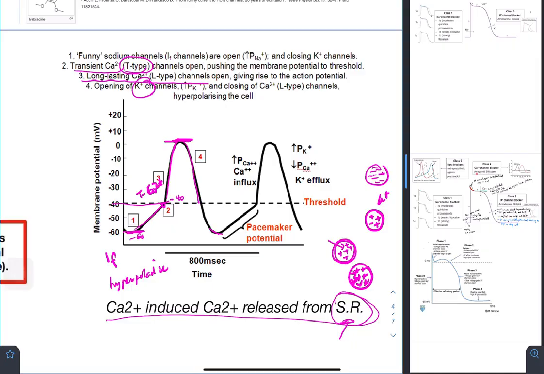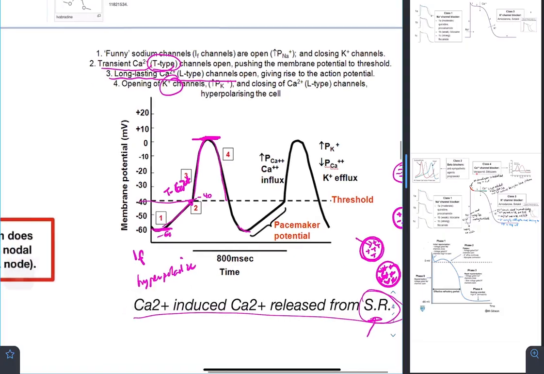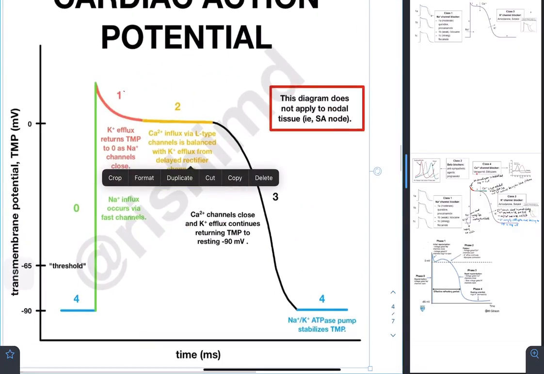And when that happens, the cycle starts all over again, and this hyperpolarized state activates the funny sodium channels. So you can see why these nodal cells are automatic. It's automatically cycling itself over and over and over again, almost like a non-stop machine. Have a look at the action potentials of cardiac muscle in the ventricle.